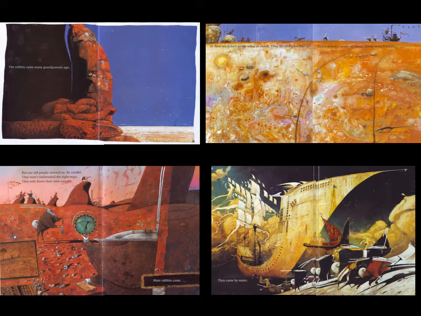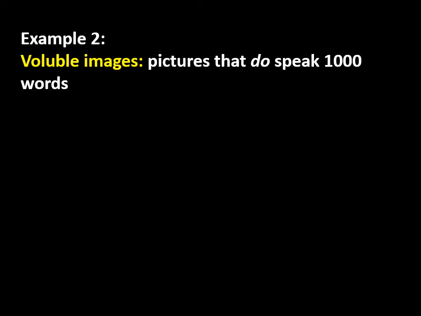Because the stories in both cases reside primarily in the visual mode, this discussion can be economically achieved, and it functions as a form of preparation for analyzing colonial and post-colonial discourses in the written mode of the novels. A second example is what I've called voluble images, pictures that do speak 1,000 words.